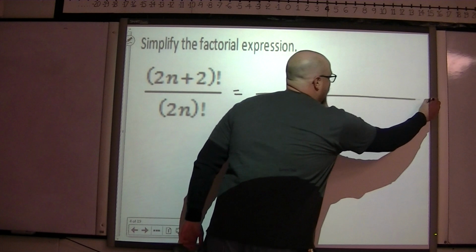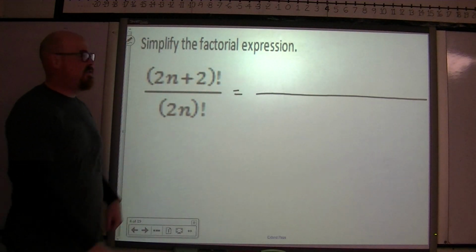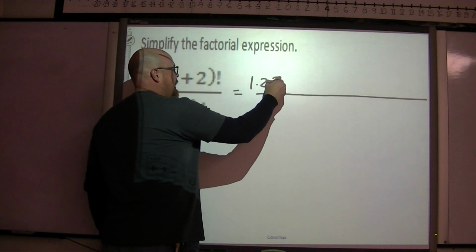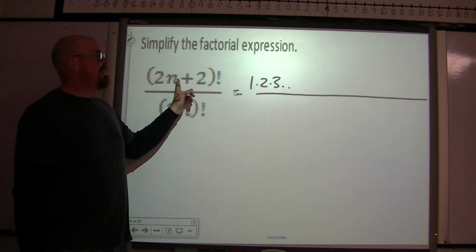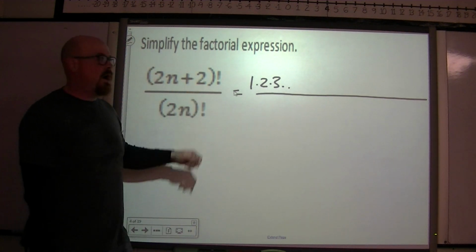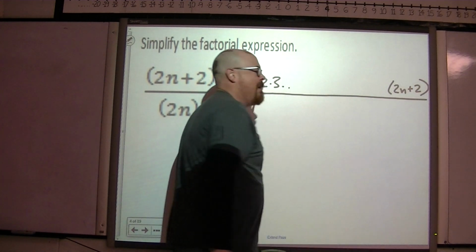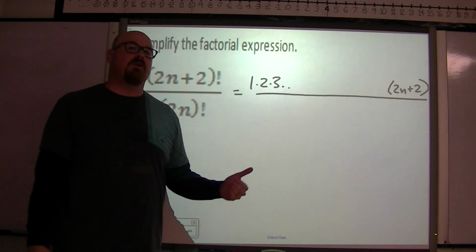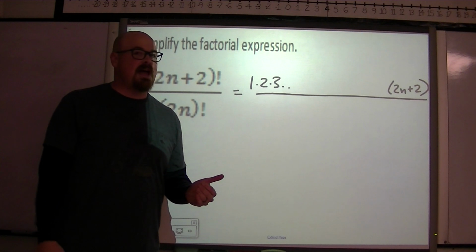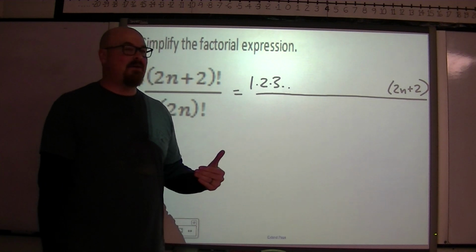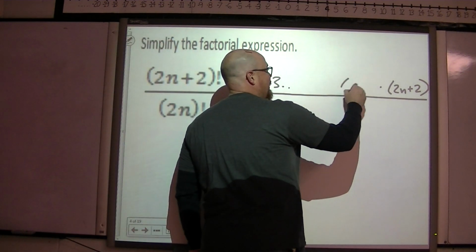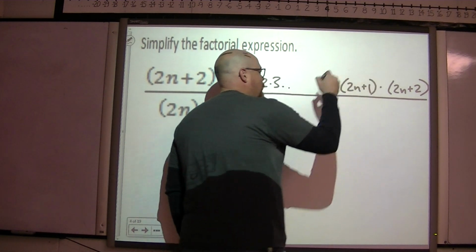Here's what I know. With this top one, if I start at 1 and multiply dot, dot, dot, the last term I'm going to multiply is what? 2n plus 2. What's the term that comes before 2n plus 2? We talked about this in class. It's 1 less than that, right? The term that comes before this is 2n plus 1, right?